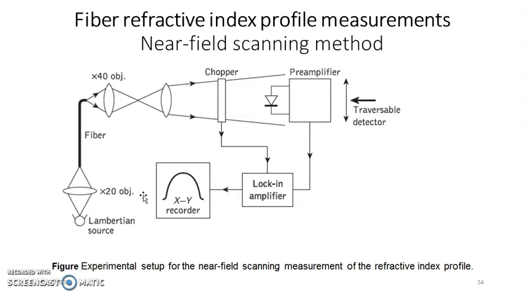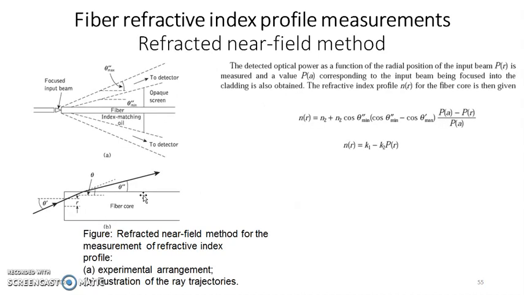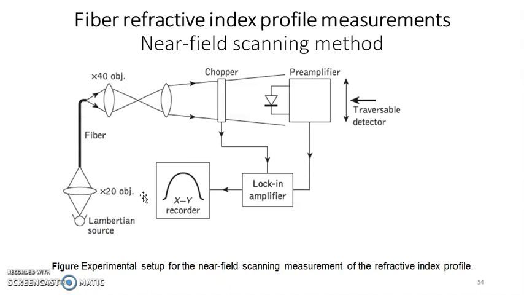We can obtain the refractive index profile directly from the XY recorder for this measurement technique. Generally, in this case, a 2 meter length of fiber is used, and it is used for the measurement of differential mode attenuation and mode coupling. This is the refractive index profile for a given fiber, and we can obtain it here.